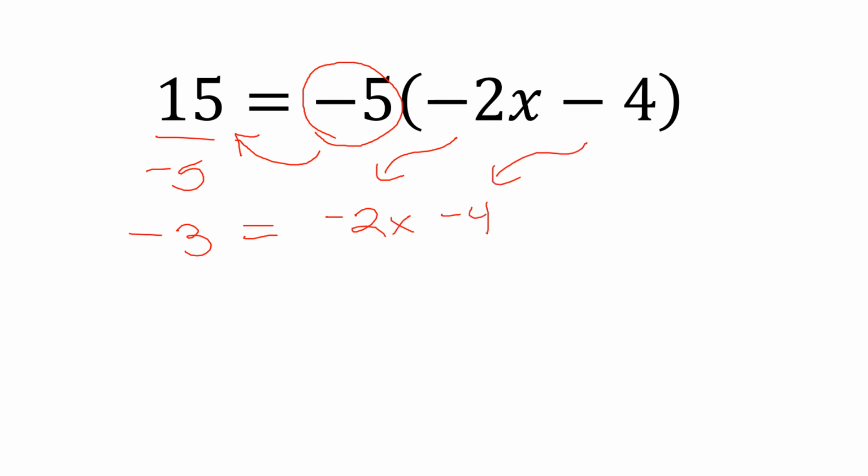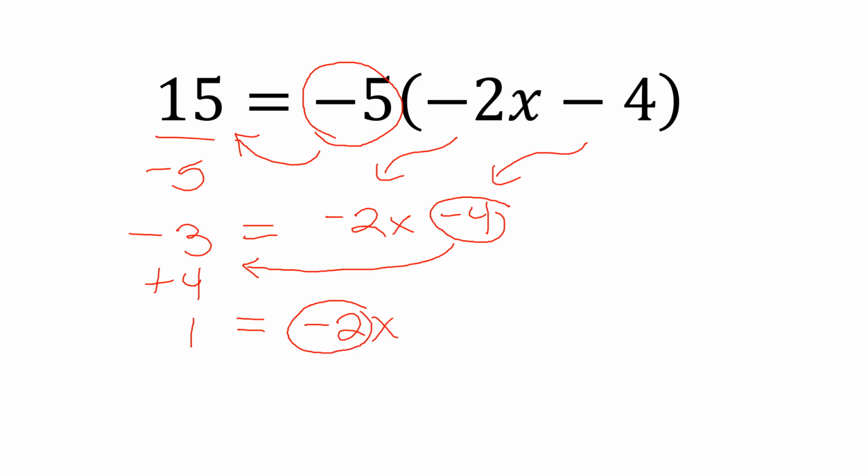And so now, to find out what x is, I'm going to move the minus 4. The opposite of subtraction by 4 is addition by 4. Negative 3 plus 4 gives me positive 1. So 1 equals negative 2x. So now to find out what x is, I'm going to move the negative 2 off of x. Since negative 2 is being multiplied by x, I'm simply going to divide by negative 2 to get rid of it, or to move it to the other side. And so since I'm dividing by negative 2, 1 over negative 2 is simply negative 1/2. So x is negative 1/2.